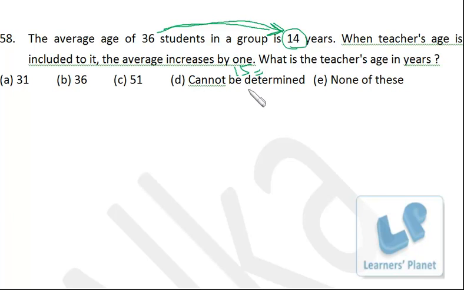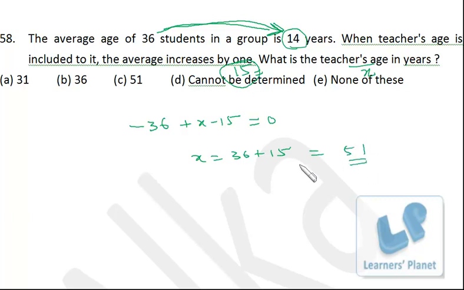right? So again we can go for the deviation method. Now overall average, when the teacher's age is included, is 15, right? So deviation is what? -1. So deviation is -1, and there are 36 students, so total deviation is -36, right? Now suppose I assume the age of the teacher is x, then the deviation will be x minus 15, right? And that should be equal to 0. So x is 36 plus 15, that is 51.